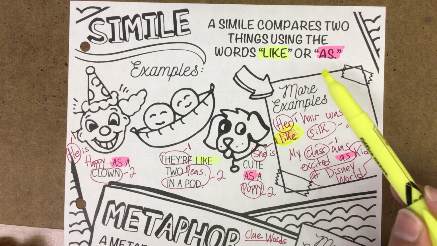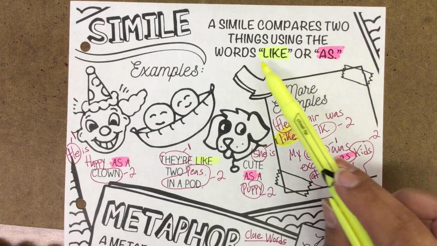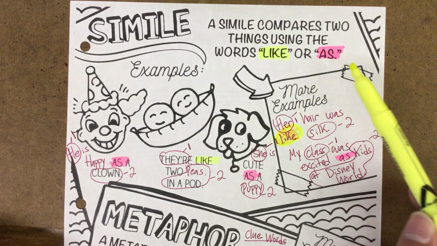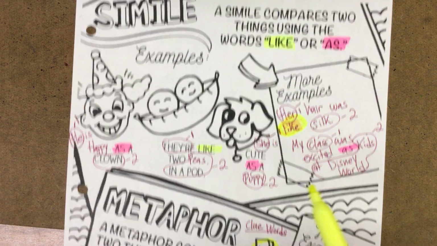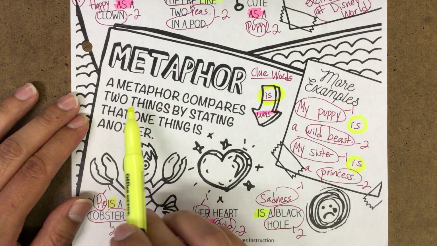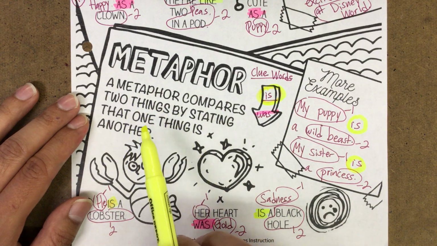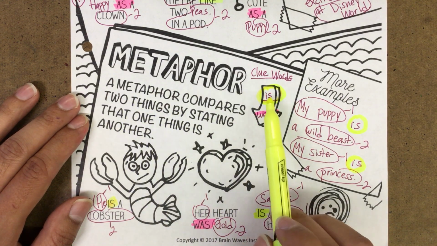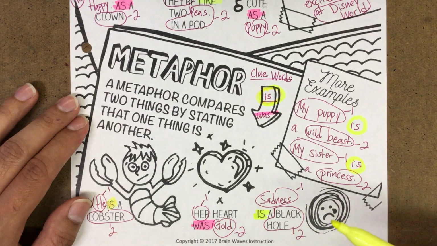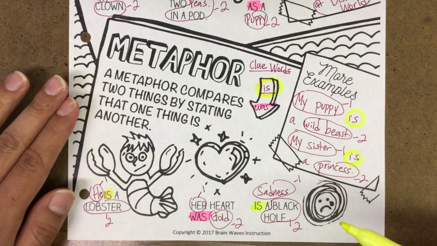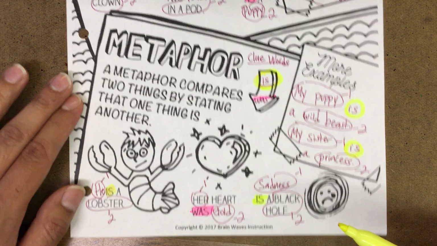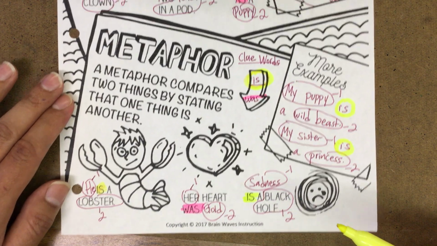A simile compares two things using the words like or as. Remember, don't confuse them. Similes use like or as, and metaphors, a metaphor compares two things by stating that one thing is another. Your clue words are is and was. So they both compare things, but similes use like or as, and metaphors use the clue words is and was. Please make sure that you have your notes filled out.